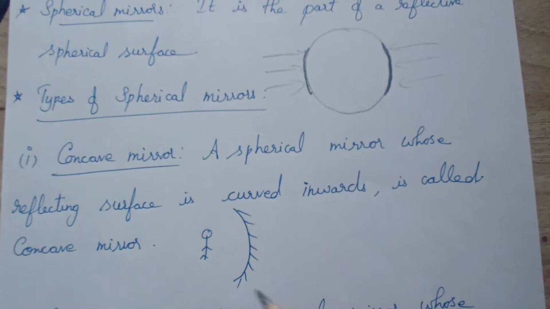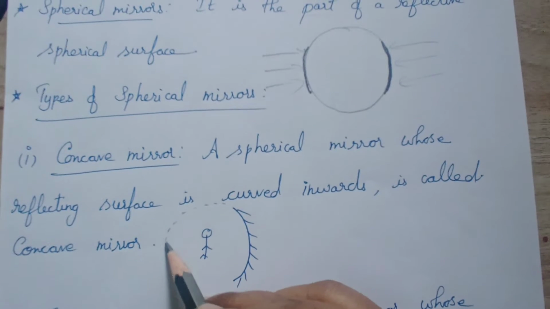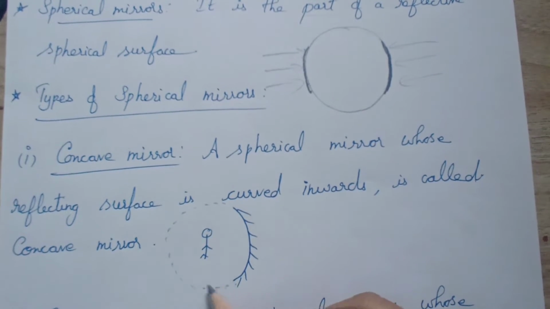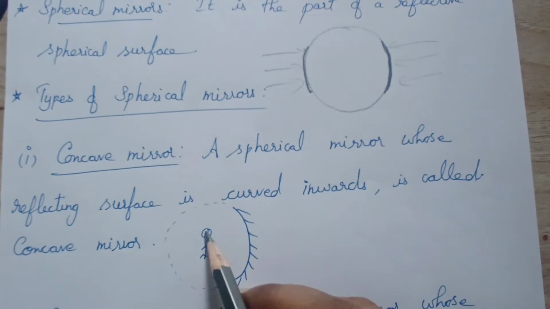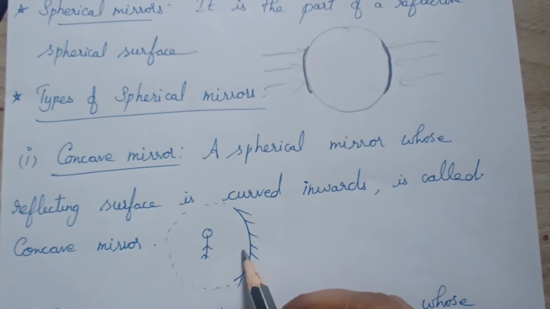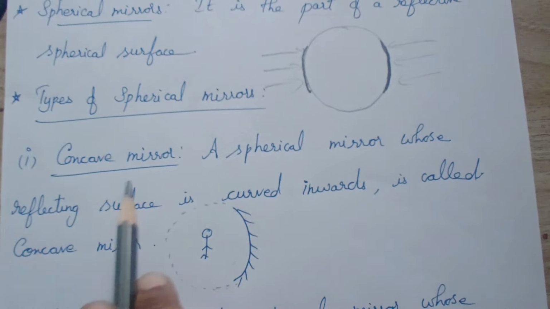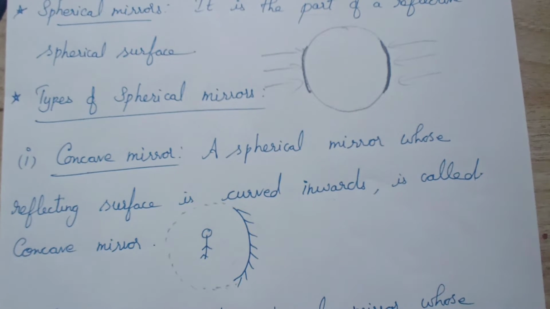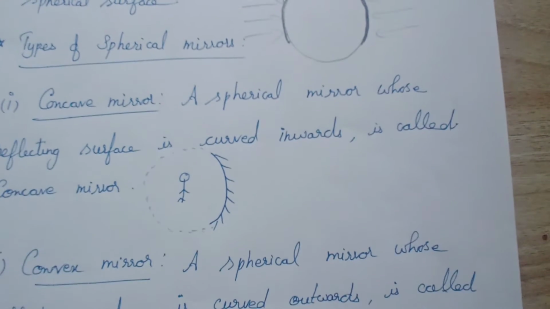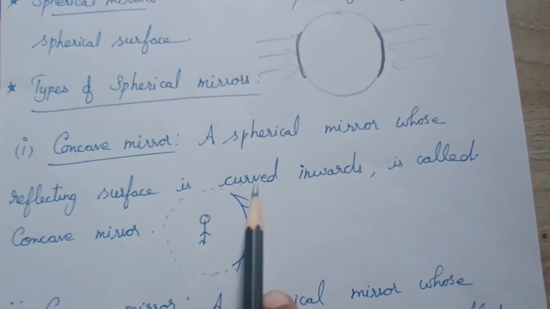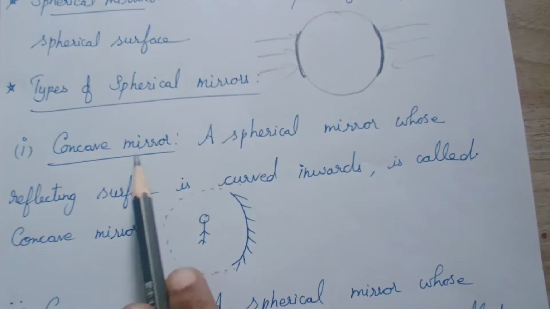See, this is the sphere. This part is your reflecting part. This is the non-reflecting part. You are standing here and you can see your face here. If the curve is inwards, like a cave, you are going in. Remember cave means inwards. Once you remember this, you can easily remember the convex mirror. If the curve is inwards, then it is called a concave mirror.